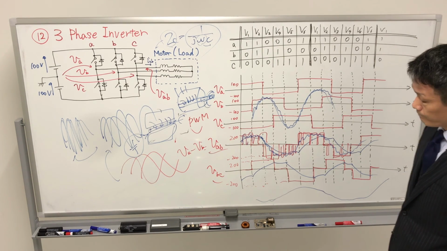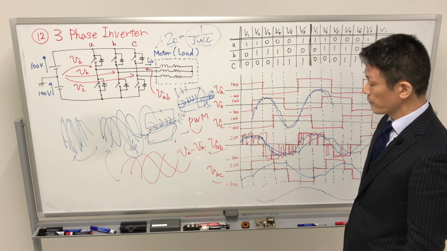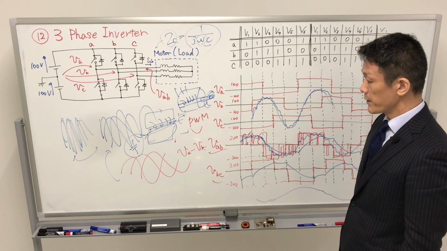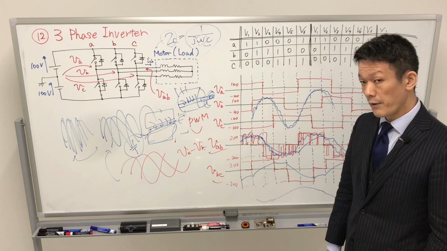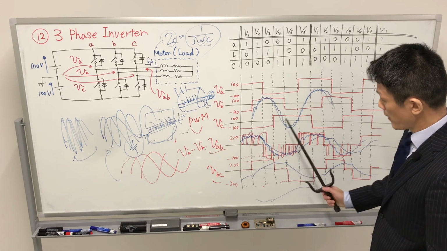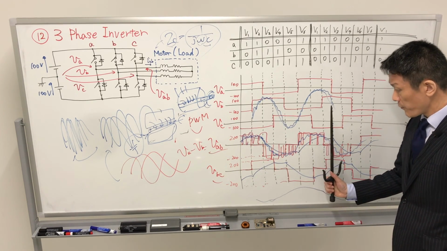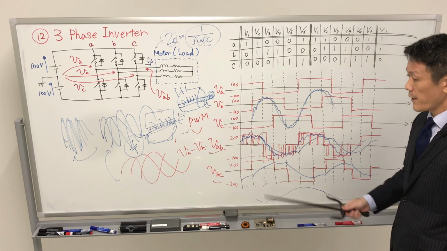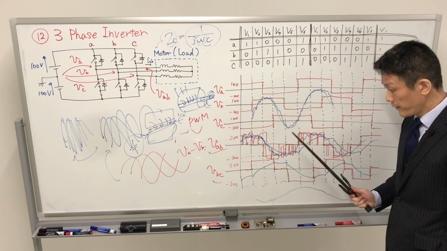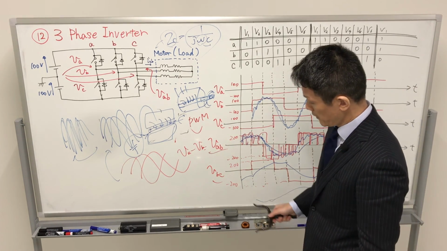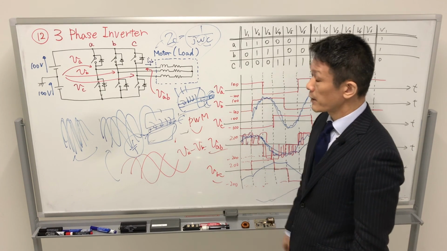In the next lecture, we will discuss why we require three-phase, 120-degree phase-shifted AC current. Why do we require it? It's important for induction motor driving.